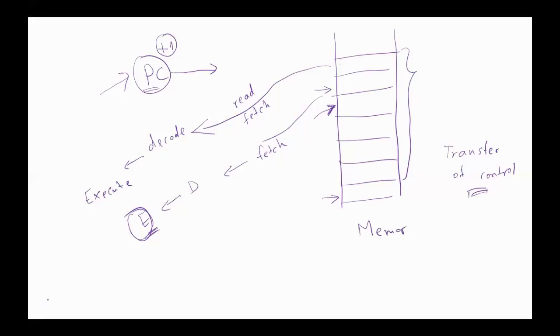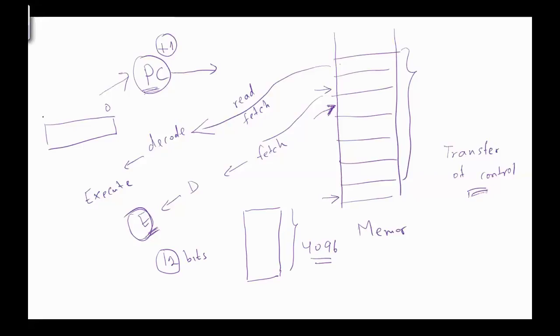So the program counter is a special CPU register used to store or hold the address of the next instruction to be executed. In the basic computer, we have 4096 locations, so we need 12 bits to address each location. So the dimension of the program counter is 12 bits, 0 to 11.